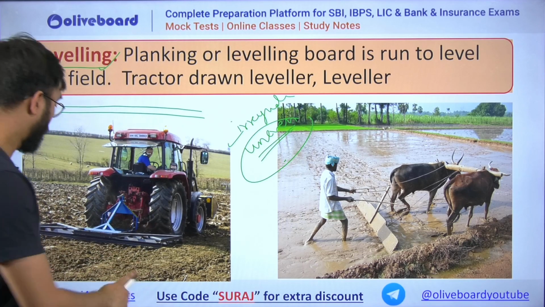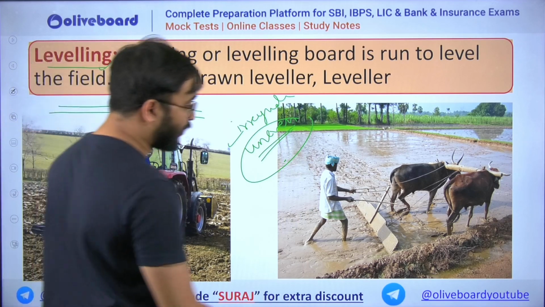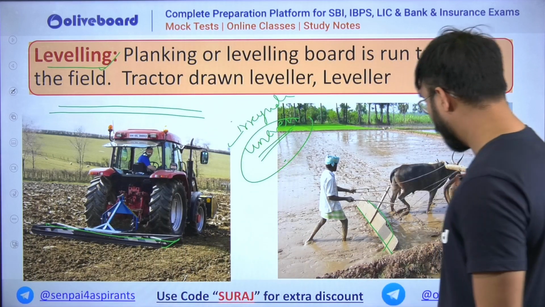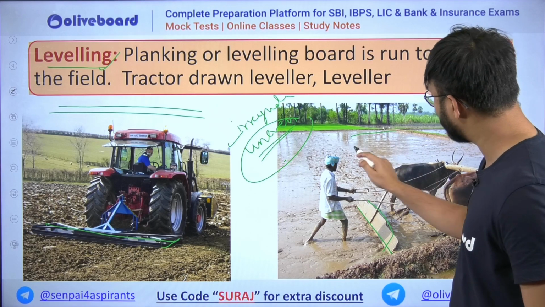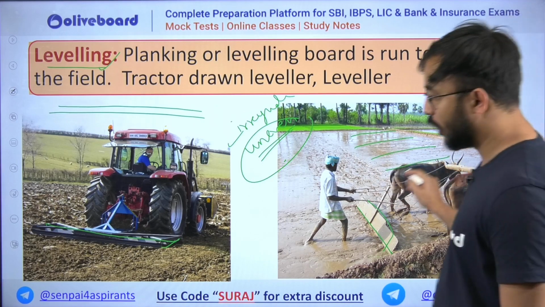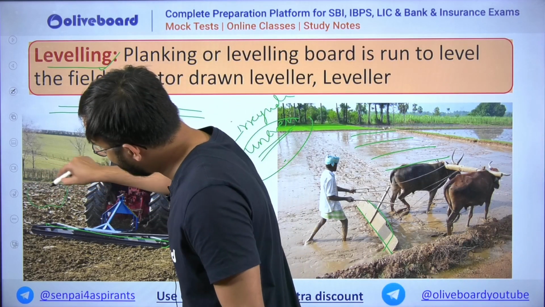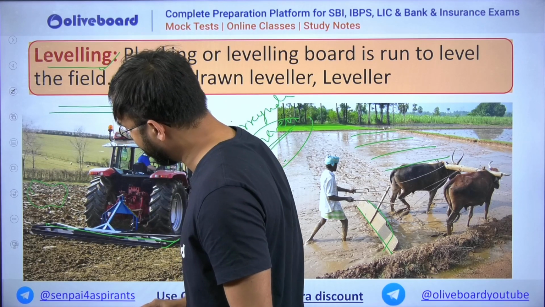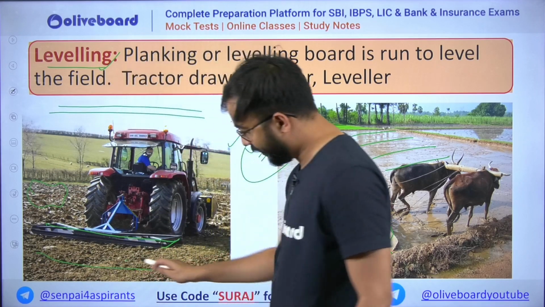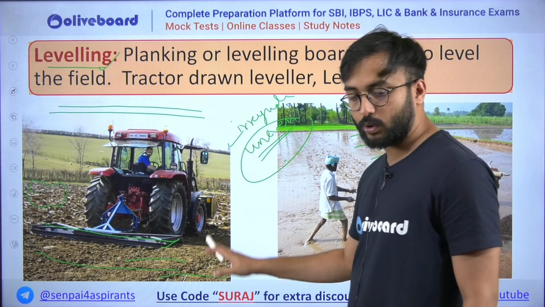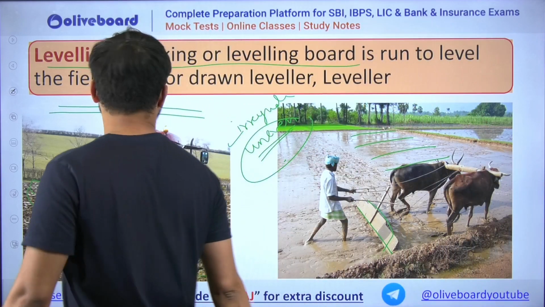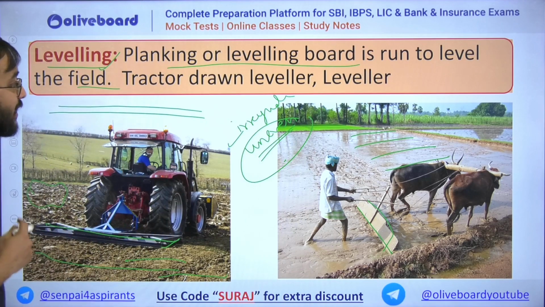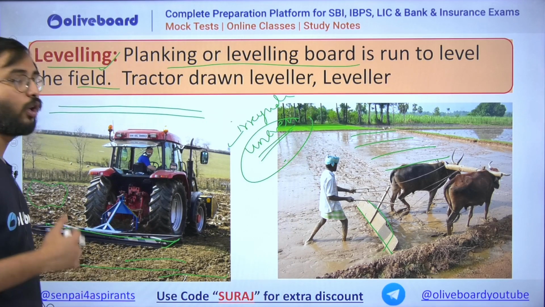So in leveling, you have certain plain flat boards through which you level the land. You could see here, for example, look at this particular land patch, how leveled it is. Here you could see how boulder structures and uneven land are there, and here look at how it is created plain. So in this way you recognize how leveling is done. Planking or a leveling board is run to level the field. A tractor drawn leveler is also used.